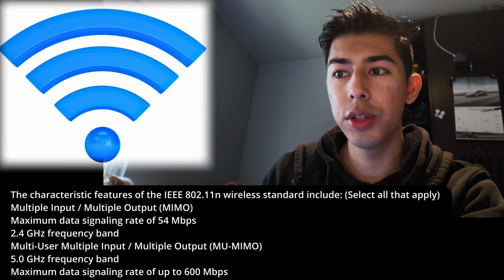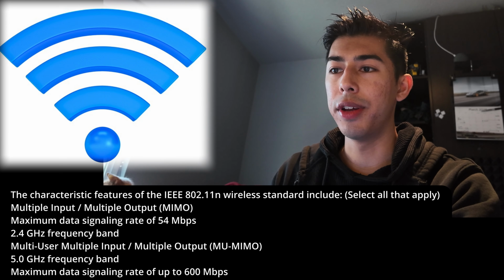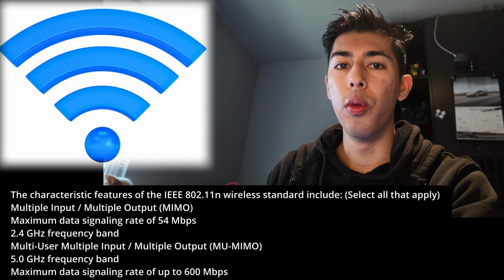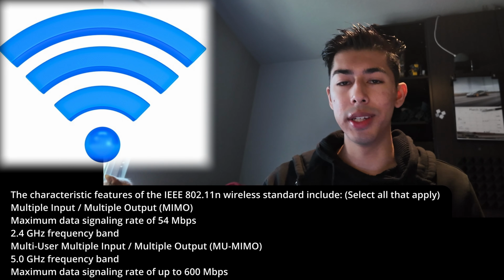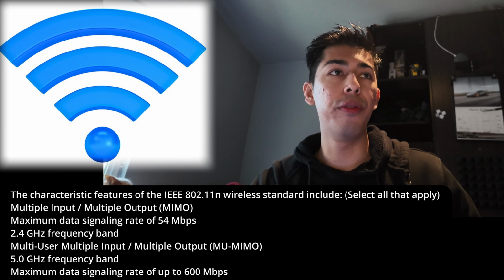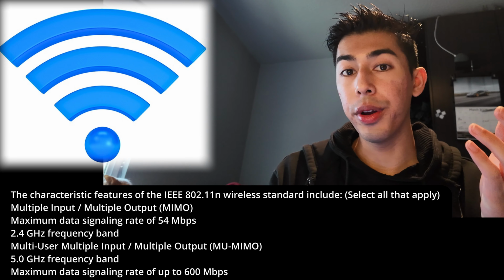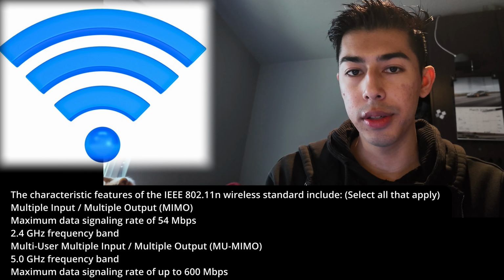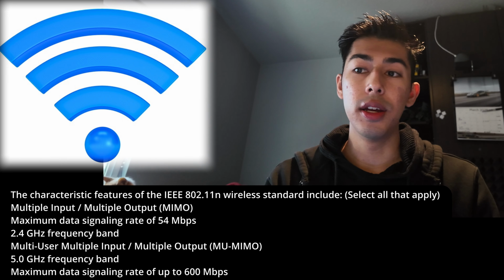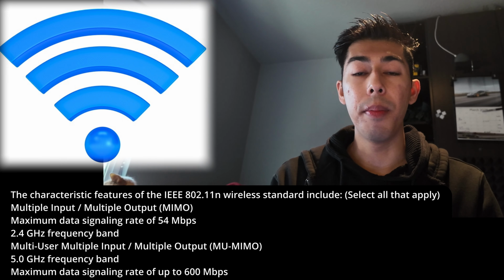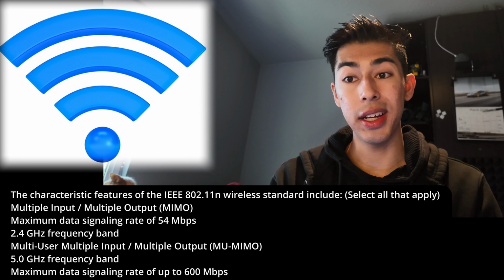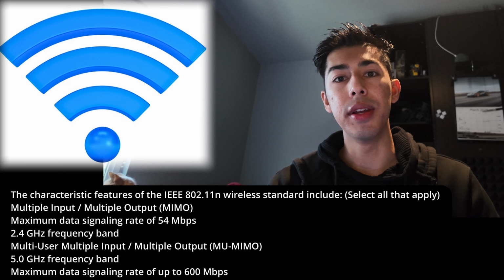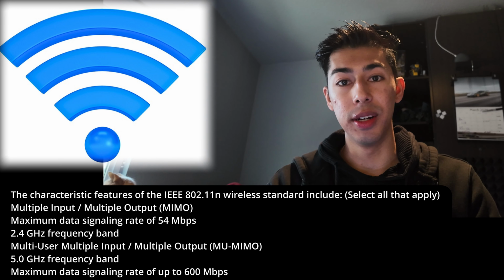The characteristic features of the IEEE 802.11n wireless standard include which of the following here? Well, we've gone over A and B previously, alpha and beta, with alpha having a frequency of 5.0 gigahertz, and then the B having a 2.4 gigahertz. The 5.0, or the A, also has a 54 megabits per second maximum data signal speed, and then the beta has an 11 megabits per second max signaling rate.